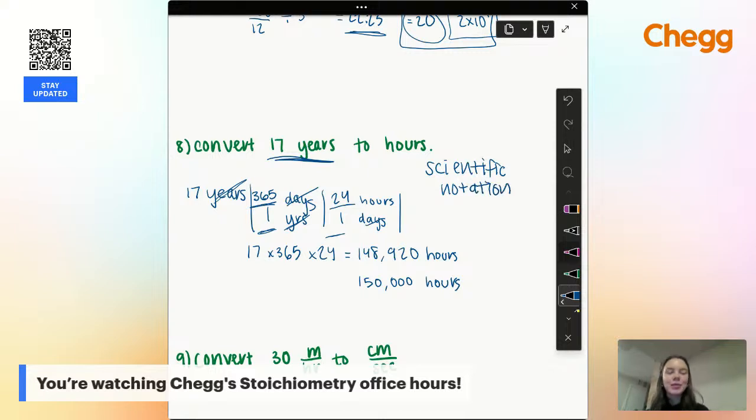Not my favorite thing, but it is very helpful when we get lots of zeros. It's very helpful to organize our answers. So I see a comment: 15 hours, question mark. 15 hours is close, but we still have that value of 150,000. So 150,000 hours is going to be correct.